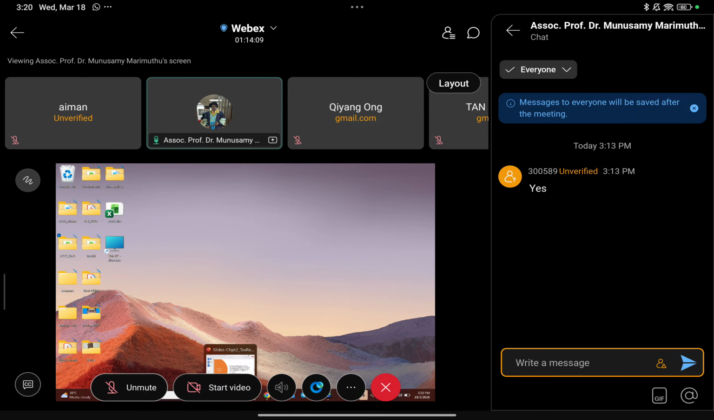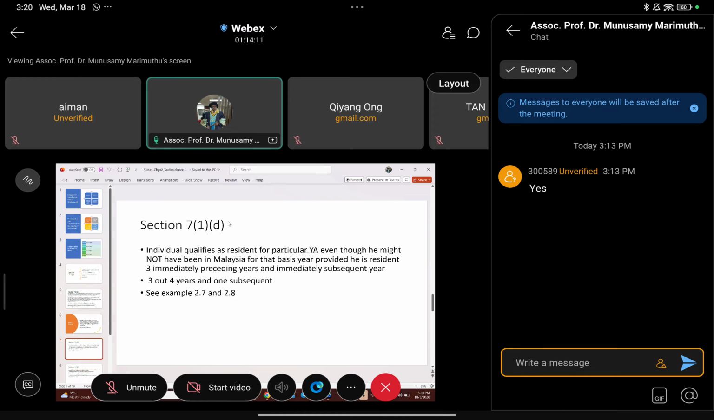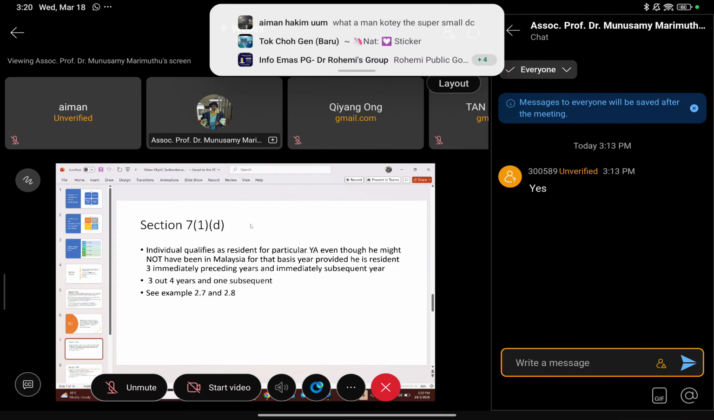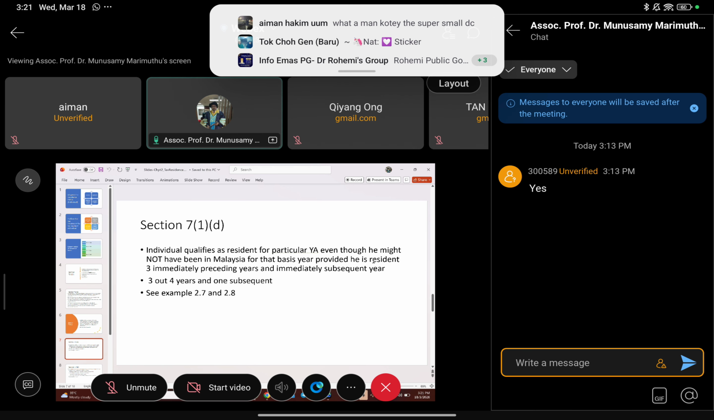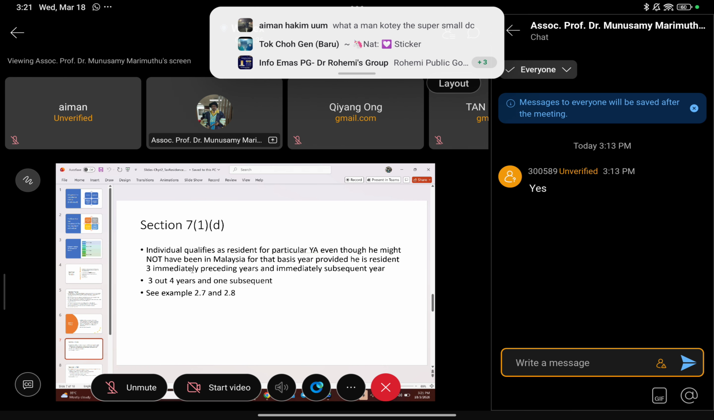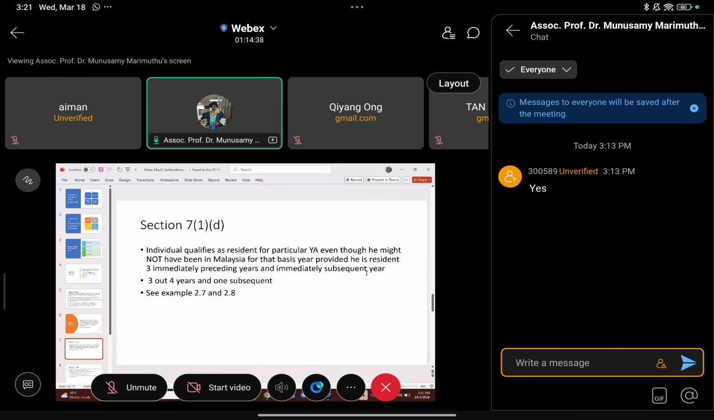Okay, D. Section 1D. B, I'll come back to this later. For D, it's simple. D, an individual qualified still becomes a resident, even though he is not in Malaysia. 0. He's not in Malaysia. In the year in question, he has 0, but still can become a resident if 3 years before, 1 year after is a resident.